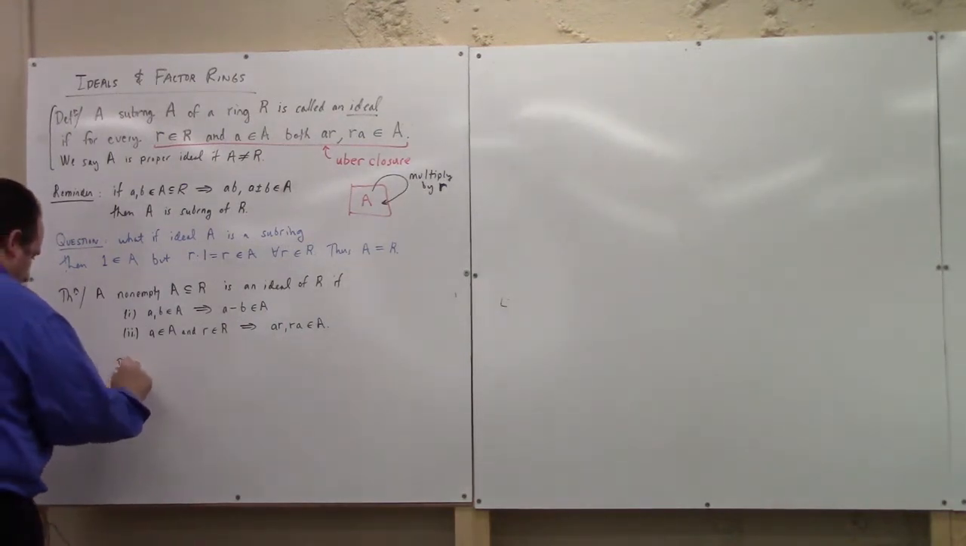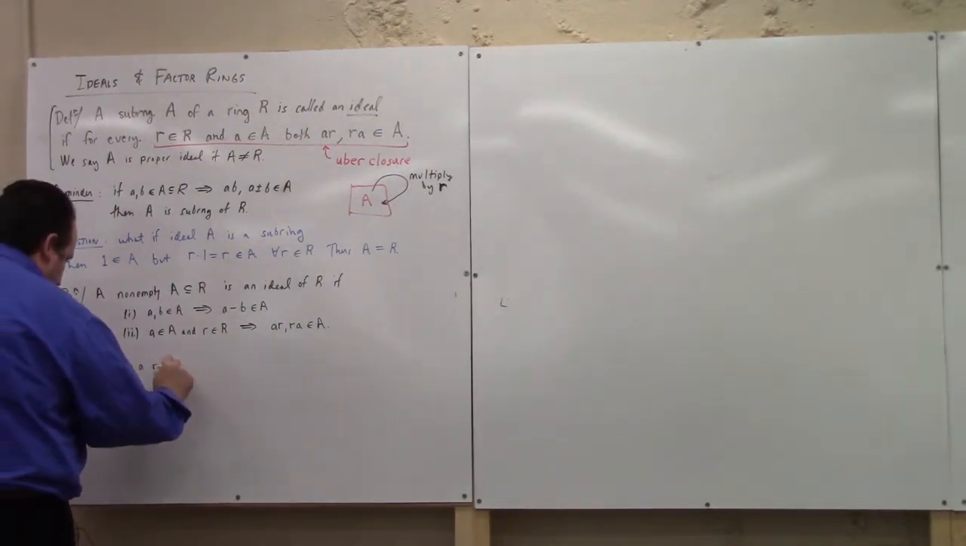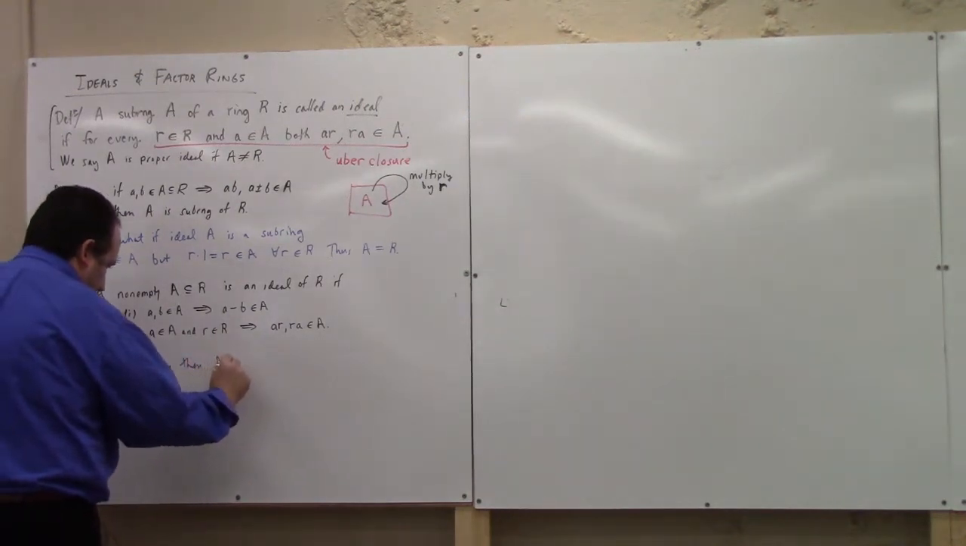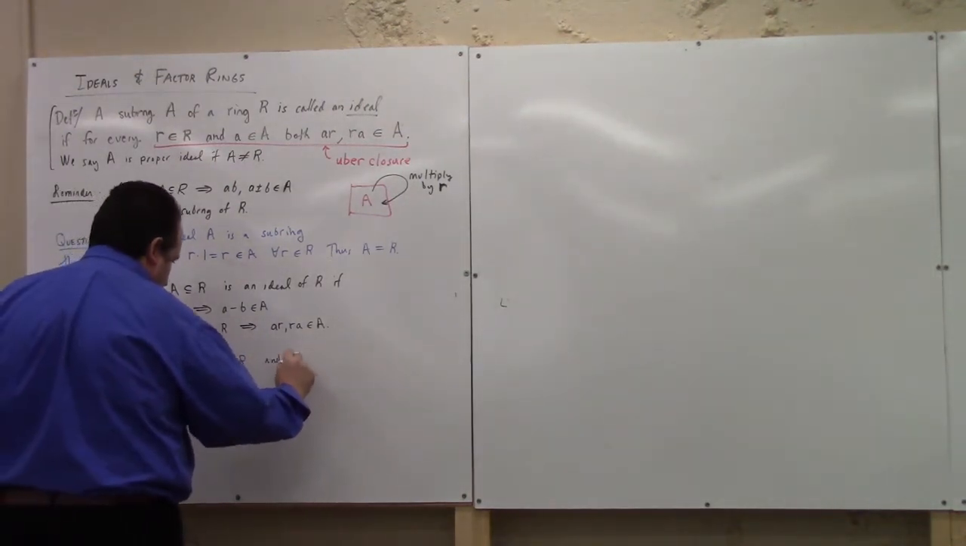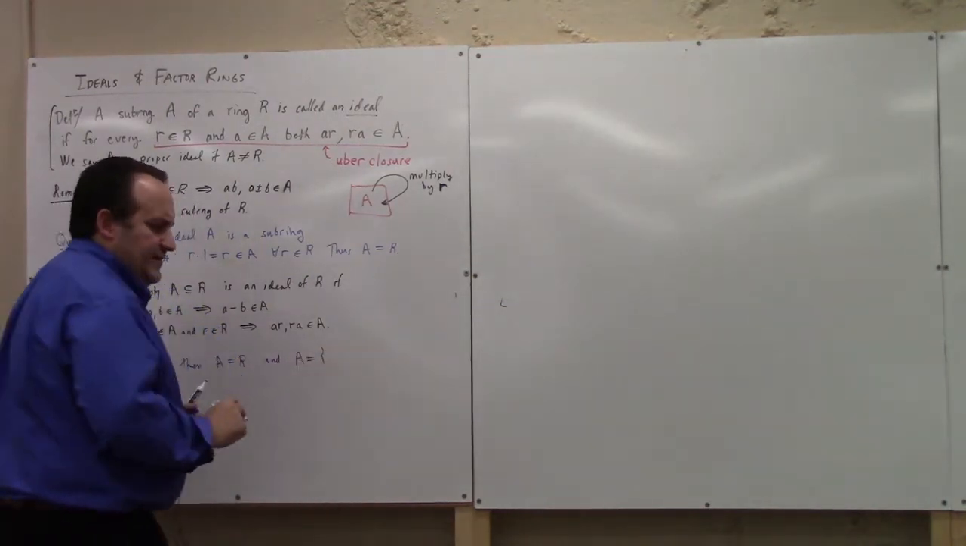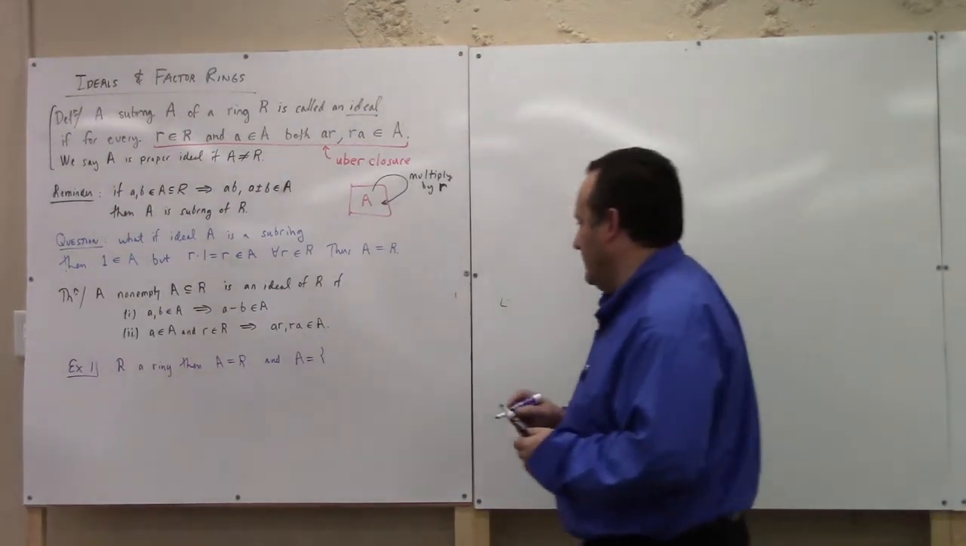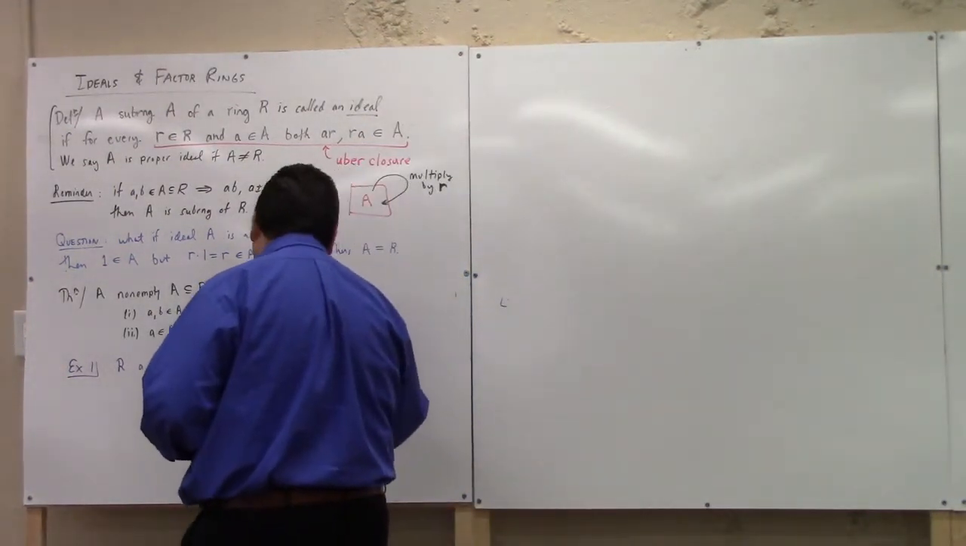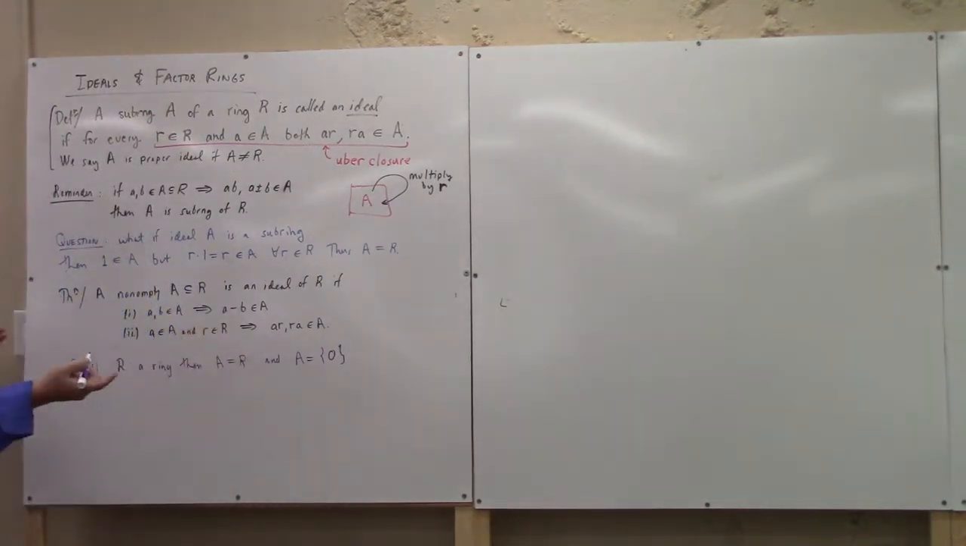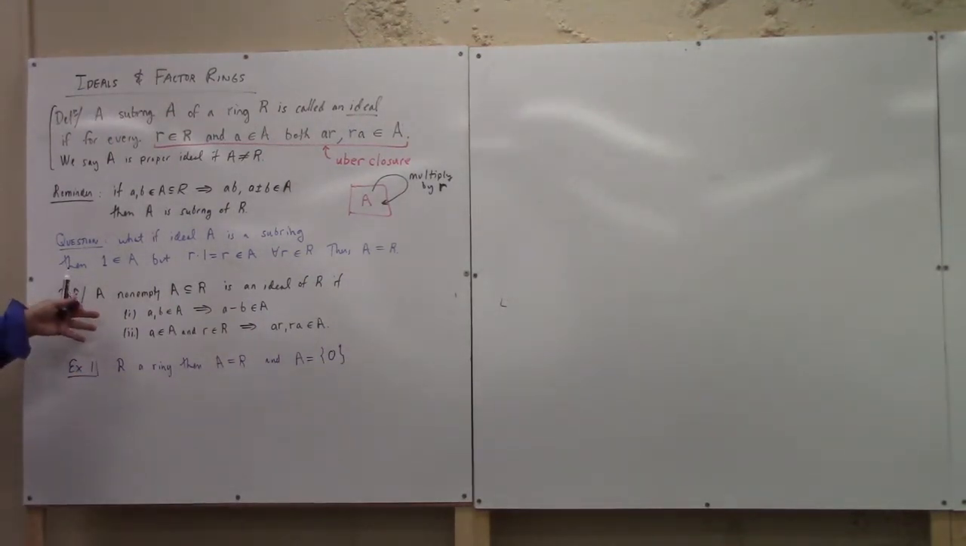If we have R a ring, then A equals R, and A equals just the set containing 0. You can easily check that conditions 1 and 2 are met, since these are non-empty, if the ring is not the empty set. Clearly these two conditions are met for the whole ring and for just the set containing 0, because 0 times anything is 0 again.